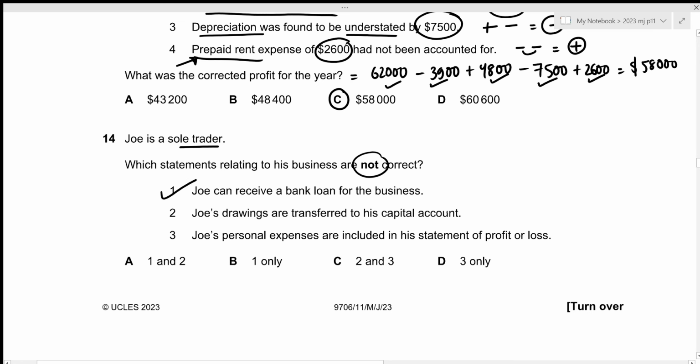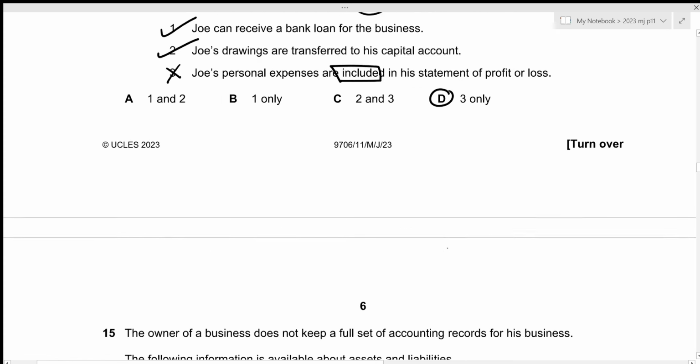Again, this is true as well, because remember, for a sole trader, we add all of the profit for the year to the opening capital balances and we subtract all of the drawings from the opening capital balances in order to figure out the closing capital balance. That's the correct statement. The third one is Joe's personal expenses are included in his statement of profit or loss. Remember that personal expenses are definitely not included in the company's statement of profit or loss for a sole trader. This is the incorrect statement that we're looking for, and 3 is given in option D. That's the correct answer. Let's move towards the 15th question.